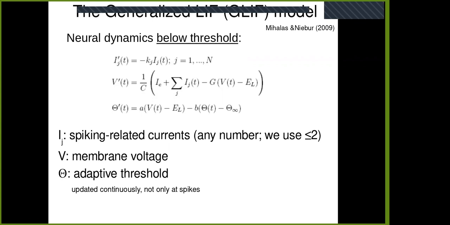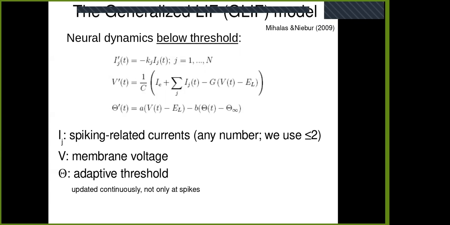One thing: adaptive thresholds are not uncommon. There are quite a few models with that. But I put a little note in here. Sometimes the update happens at a spike. In this case, it's part of the subthreshold dynamics.